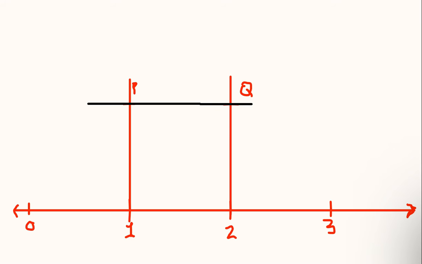Now that we have points P and Q, as you know, 0 to 1 is 1 unit. So this is 1 unit. This is also 1 unit. And according to Pythagoras theorem, this is a right angle triangle. 1 square plus 1 square will become 2. So the diagonal will be square root of 2.